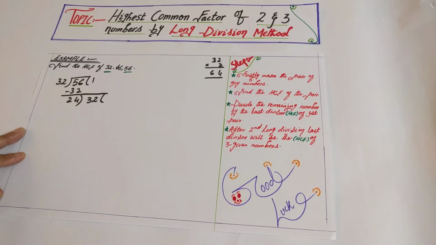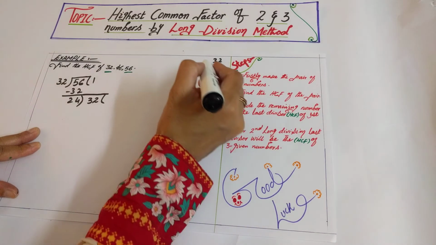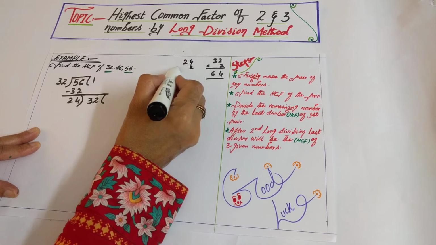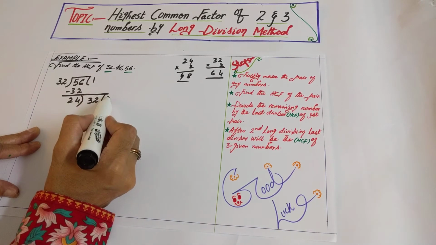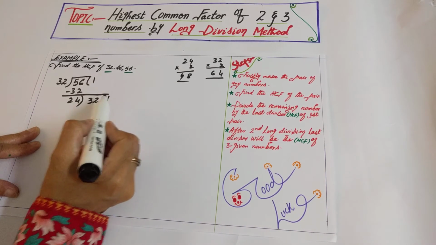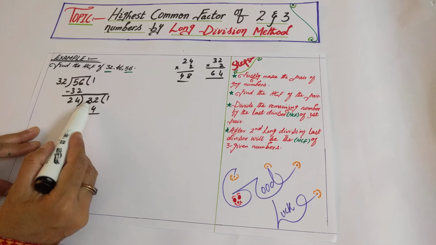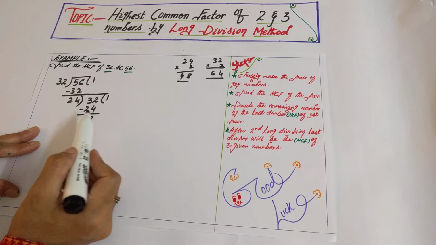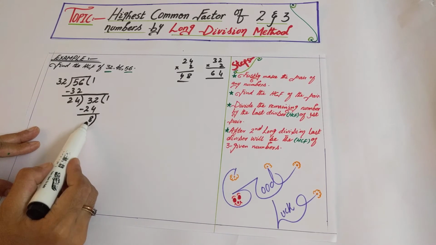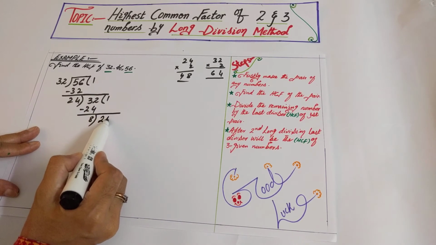Now 24 ones are 24. Let's check what 24 twos are. 4 twos are 8 and 2 twos are 4, so 48 is greater than 32. So we will use 24 ones are 24. 2 minus 4 is not possible, so take the borrowed 12. 12 minus 4 is equal to 8. Now again repeat the same process. The remainder will be the divisor and the previous divisor will be the dividend.